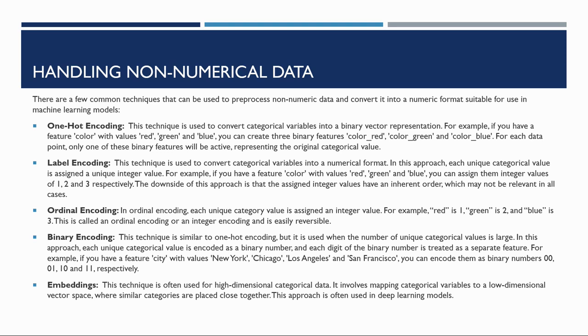And the last technique is embeddings. This technique is often used for high-dimensional categorical data, which involves mapping categorical variables to a low-dimensional vector space, where similar categories are placed close together. This approach is often used in deep learning models. Let's see them one by one in depth.